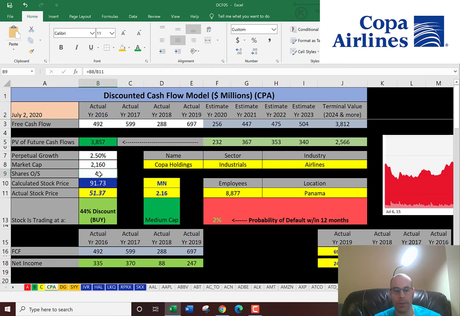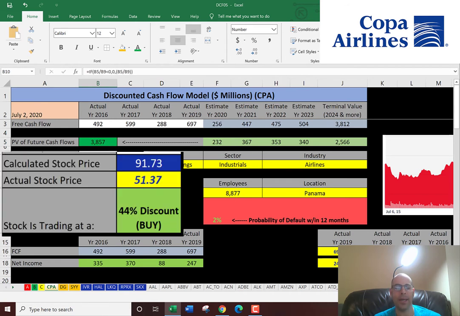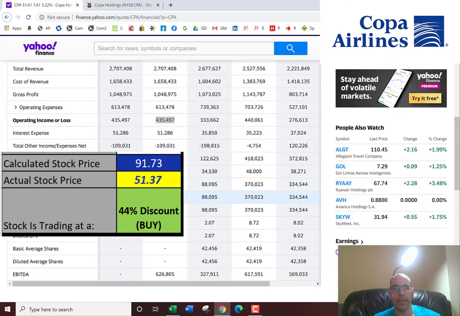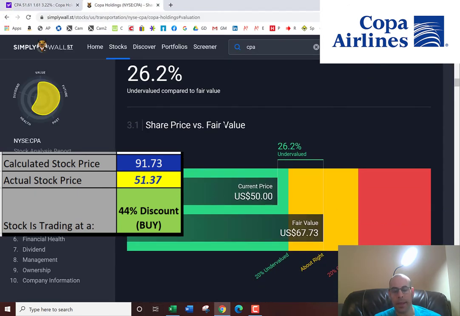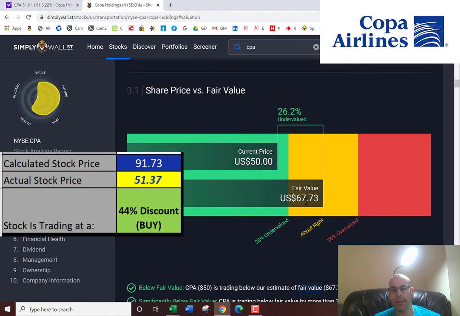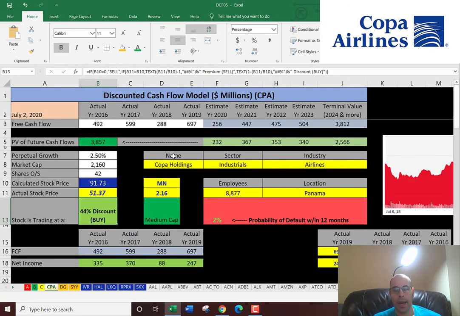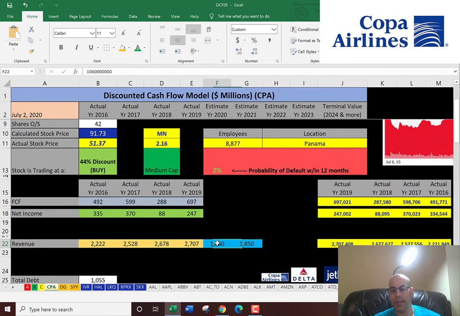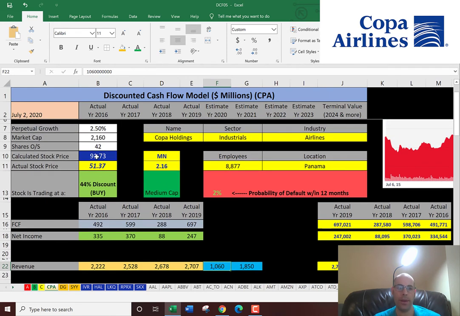We divide that by 42 million shares. And we get an intrinsic stock price of $92. They're trading at $51. So they're trading at a 44% discount. So it's a buy according to the model. Let's see what Simply Wall Street values the company at. They value them much lower at $68. They're probably using more aggressive numbers in their model. When I say aggressive, I mean lower revenue or less growth in the future. I try to be somewhat conservative by using the estimated revenue, because if I didn't use that and I used an extrapolation off their prior revenue, the number would have been much higher.